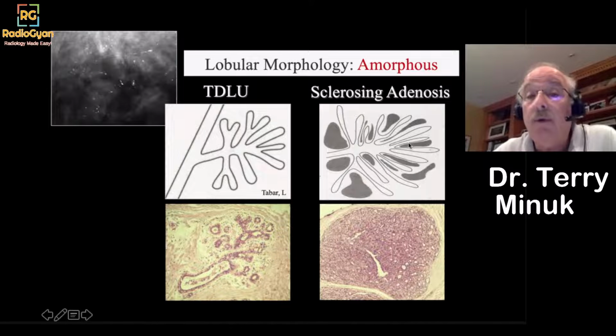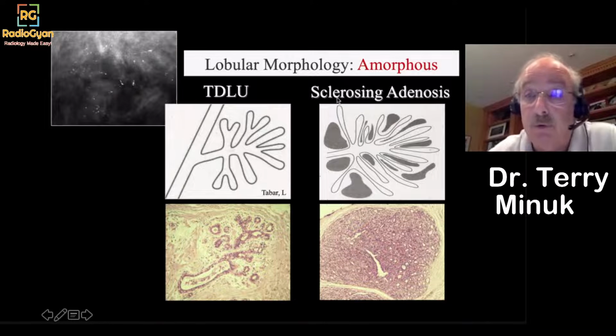Now, sclerosing adenosis has 3 components. One is adenosis. Adenosis just means an increased number of acini. Sclerosing, that's number 2. The loose connective tissue surrounding the acini becomes more densely sclerotic. So when you look at the histology at the bottom, you can see the dense pink background as opposed to the loose connective tissue between the acini on a normal TDLU. The third component is distortion. The acini all get distorted.